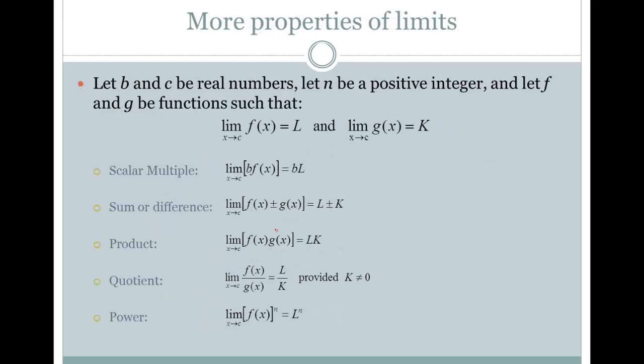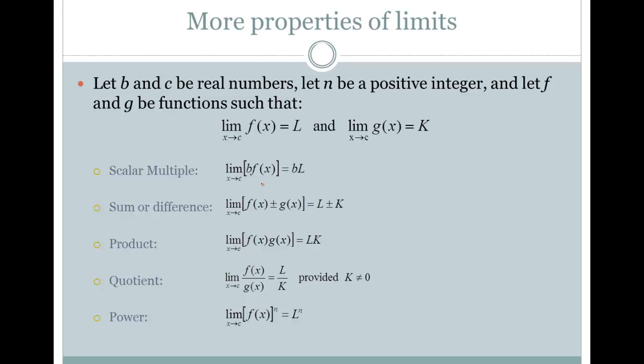A couple other ones that you need to know. Let b and c be real numbers, n be a positive integer, and let f and g be functions such that the limit as x approaches c of f of x is equal to L, and the limit of g of x as x approaches c is equal to k. This is the scalar multiple rule. The limit as x approaches c of b times f of x, I can simply bring that b out.